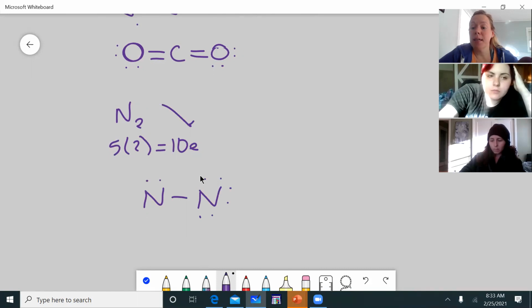This nitrogen is happy. He's got 8. This nitrogen, not so happy. So what needs to happen is this nitrogen needs to share some of these electrons. So I'm going to take, it doesn't matter where you take from, I'm going to take these here and I'm going to move them over to make a double bond.